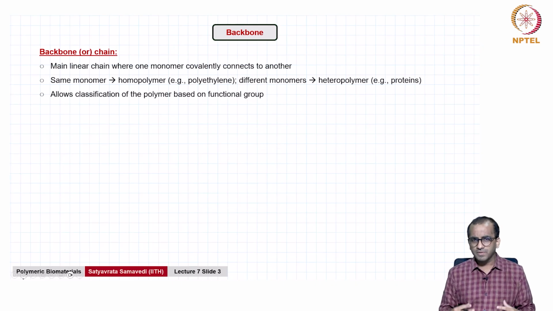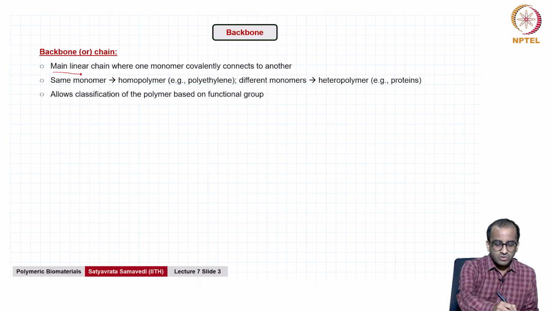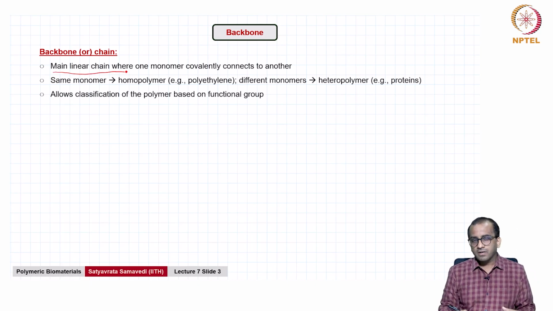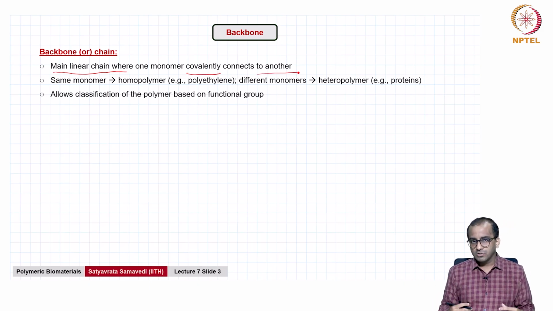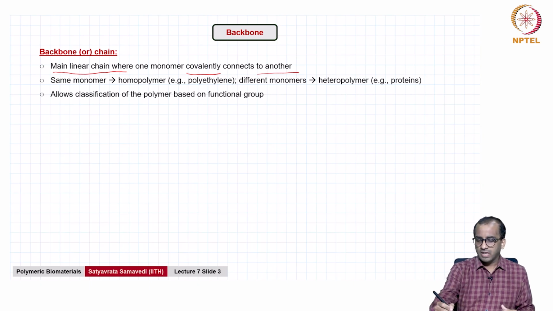This is a word you will hear very often in polymers, backbone or chain. Backbone simply refers to the main linear chain where one monomer covalently links to another monomer. So, earlier we saw that the polymer chain is formed by linking of monomers through covalent bonds, and that linear linking of chains is what is typically called the backbone of the polymer. In many cases we will refer to the backbone as the polymer chain.